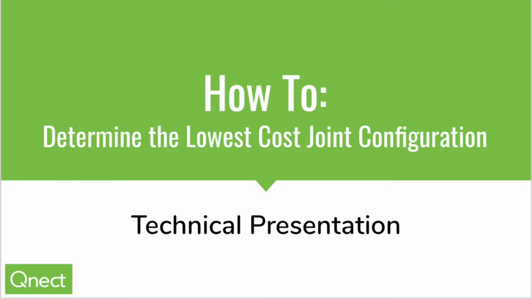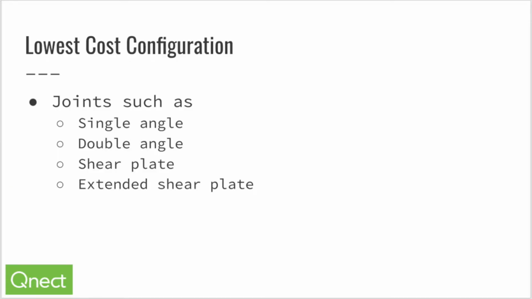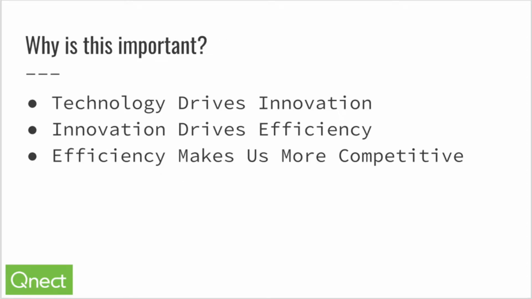Today, we will show you how to evaluate the lowest cost joint configuration, whether that be single angle, double angle, shear plate, extended shear plate, or some combination of those, and variations of bolts between 3/4 to 1.125". Why is this important? Well, it's the classic case of technology drives innovation, innovation drives efficiency, and efficiency makes us more competitive.